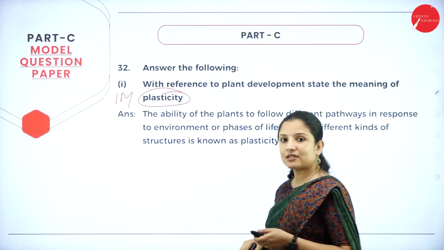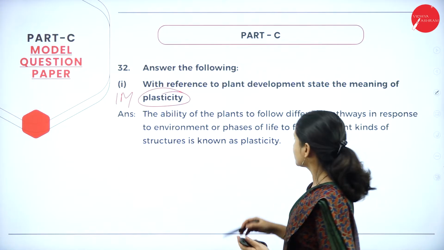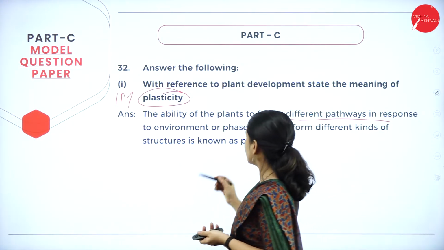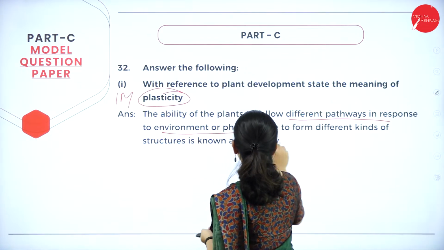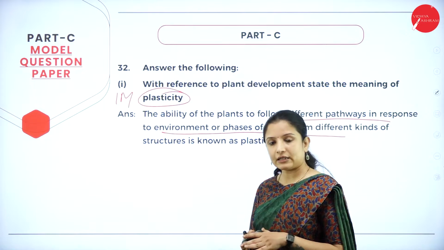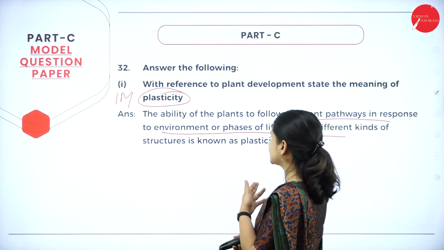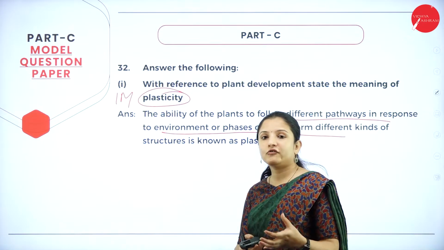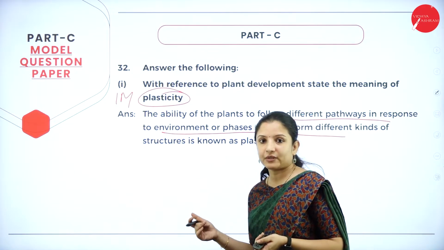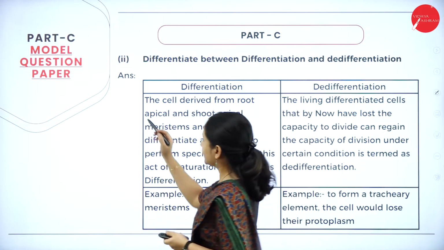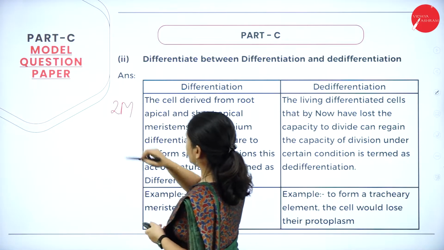Plasticity is nothing but the ability of the plant to follow different pathways in response to environmental stresses, or the phases of different forms of life or life cycles that they exhibit. So that is plasticity here. You write the exact meaning, the definition of plasticity, and it will fetch you 1 mark. The second question that they have asked is a 2 mark question here.